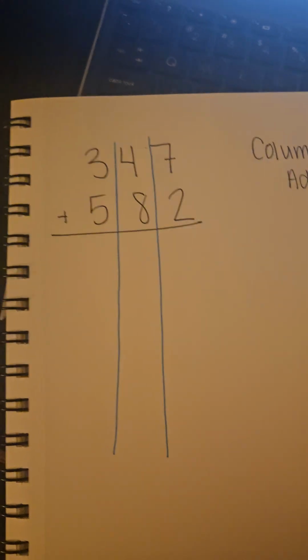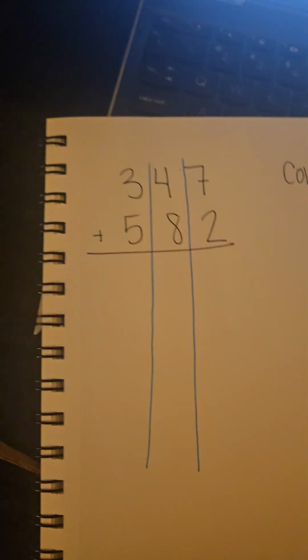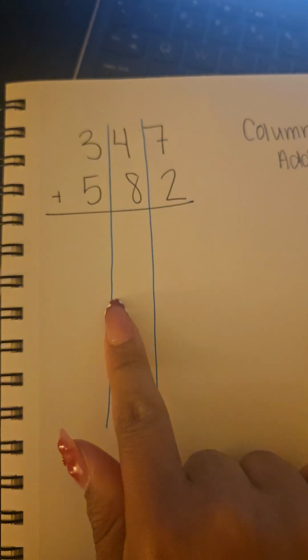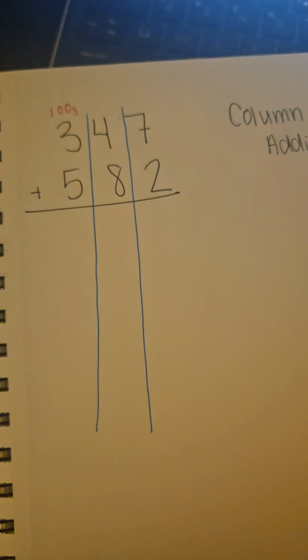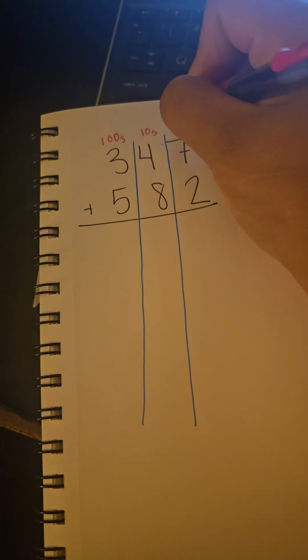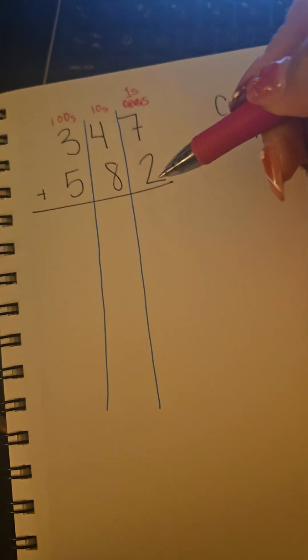by their placements. So we have 300. This is the 100 spot. Let me write that with another color. Hundreds. This is the tens column. So we have 4 tens. And then this is the ones column. And here, let me write that better. Ones. So we have 7 ones and 2 ones.